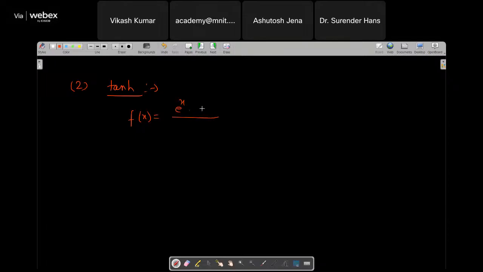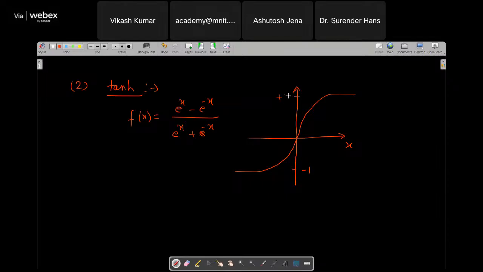The representation of this tan hyperbolic is f of x is equal to e to the power x minus e to the power minus x, divided by e to the power x plus e to the power minus x. And the representation in terms of the graph: this is x, and the curve goes from minus 1 to plus 1. This is f of x. Clear?